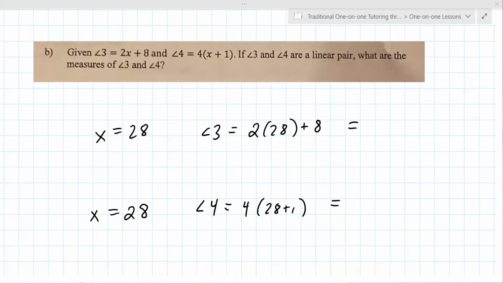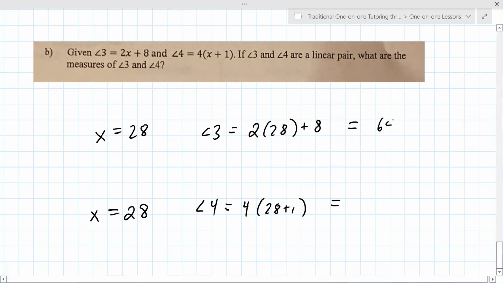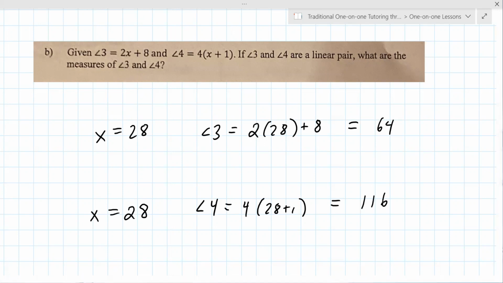56 plus 8. That's 64. And then for that right there, that's gonna become 29. 4 times 29, that's gonna be 96, and then that's gonna give you 116.